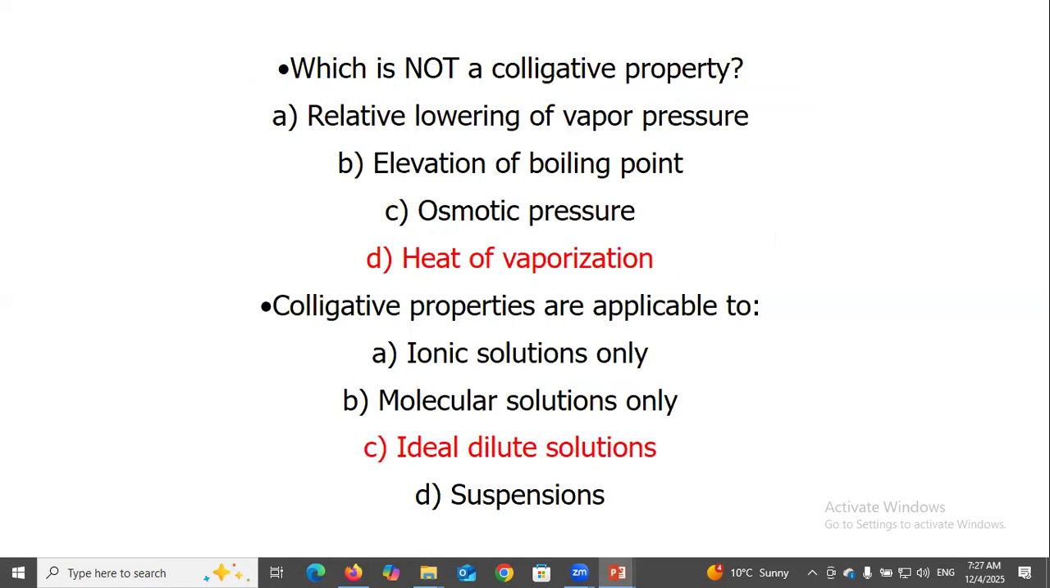Which is not a colligative property? Relative lowering of vapor pressure, elevation of boiling point, osmotic pressure, rate of vaporization. Rate of vaporization is not a colligative property. Colligative properties are applicable to ideal solutions, not for ionic solutions, molecules, and suspensions.